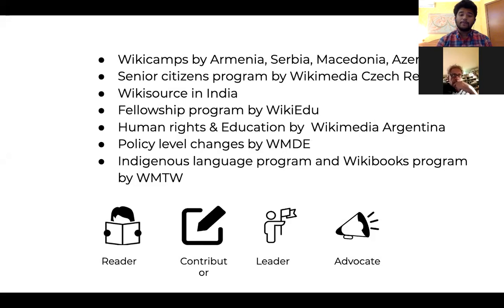We have wiki camps by Wikimedia Romania, which are happening in different countries as well by different affiliates. We have wiki camps in Romania, Serbia, Macedonia, Azerbaijan. A wikicamp is a very interesting activity where a group of people gather around. They don't just edit Wikipedia. They have some fun. It's more like the camp activities we see. Then we have the Senior Citizens Program by Wikimedia Czech Republic, which is one of the interesting programs. When I talk about the new motto or theme of the education movement, I'll explain more about it.